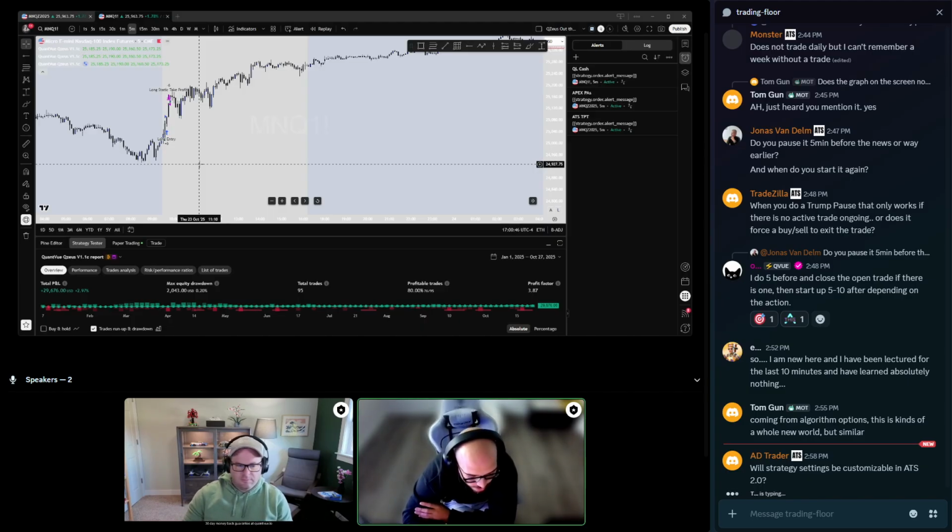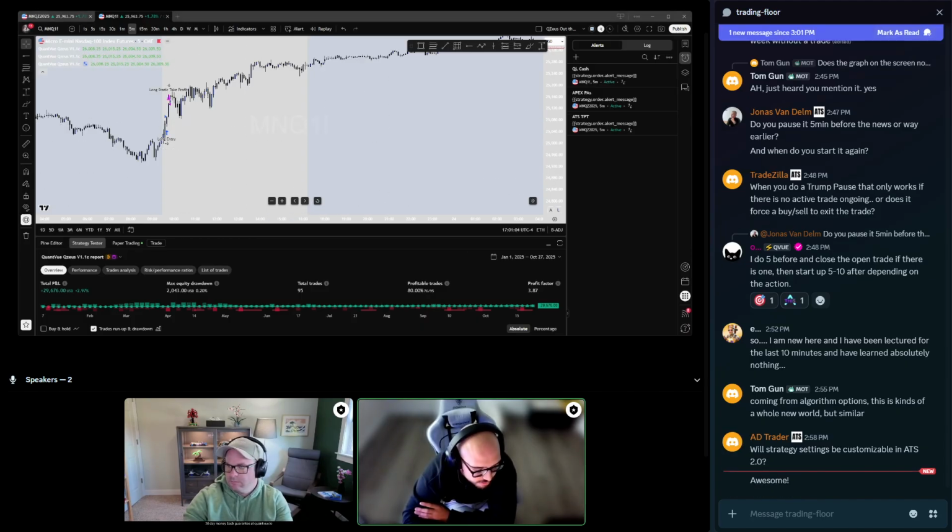Okay. Will strategy settings be customizable in ATS 2.0? I believe so. Yeah, I don't see why they wouldn't be. For sure. Similar to TradingView, you can backtest and model different settings the way you can on TradingView. It's just that the data is going to be better quality, I would say.